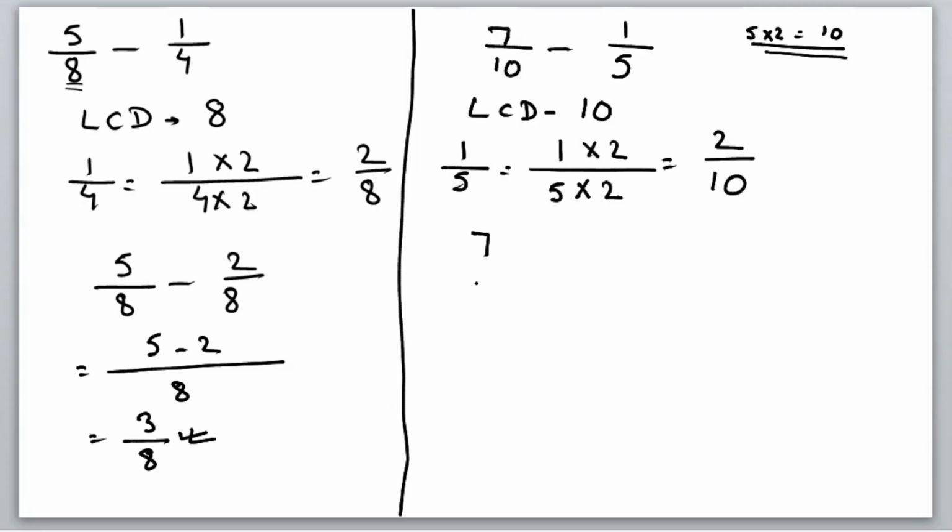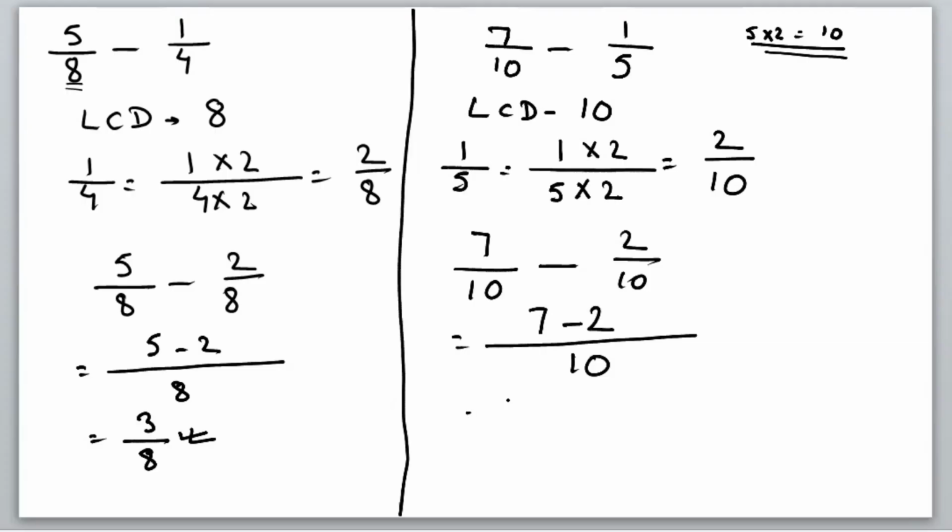Now we have to simply subtract it. Our denominator will be as it is, that is 10, and we just subtract the numerators. 7 minus 2. It will be 5 over 10. Here we can further simplify it into 1 over 2. 5 times 1 is 5 and 5 times 2 is 10. So we simplified it as 1 over 2 and we got our answer.